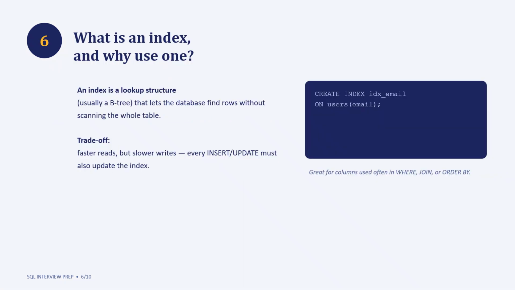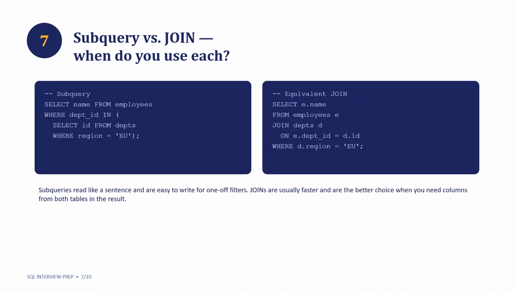Question 6. What is an index and why would you use one? Think of an index like the index at the back of a book. Instead of scanning every page, the database jumps straight to the right spot. Most databases implement this as a B tree. The trade-off is real, though. Indexes speed up reads dramatically, but they slow down writes since every insert or update also has to update the index. So you index columns that show up a lot in where clauses, join conditions, or order by, not every column on the table.